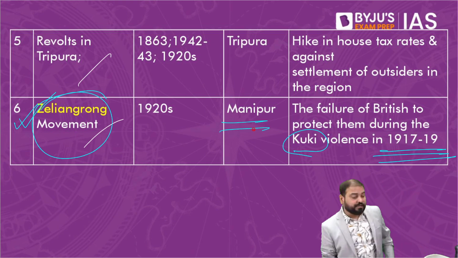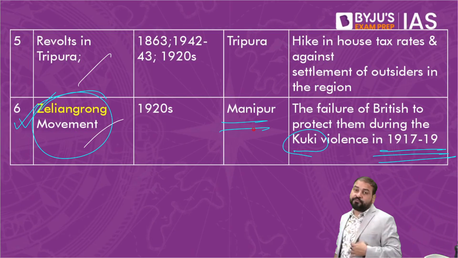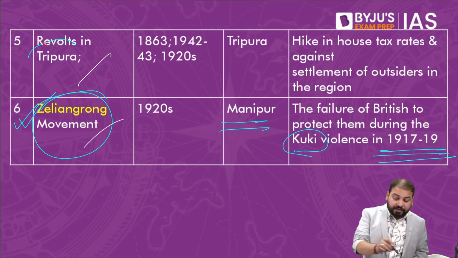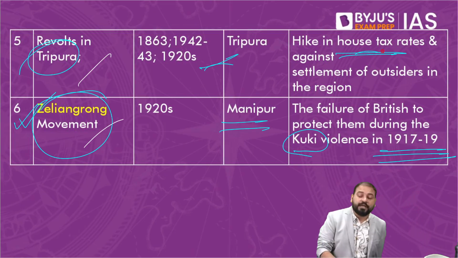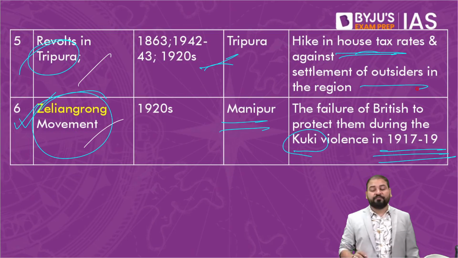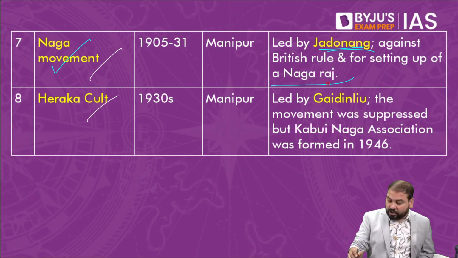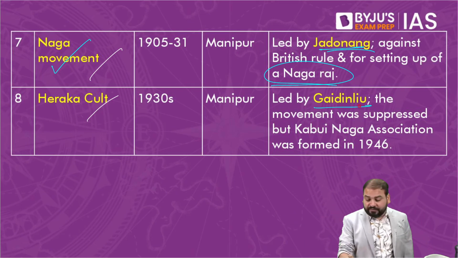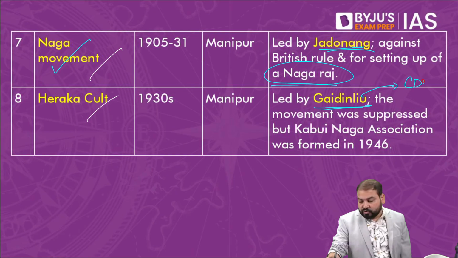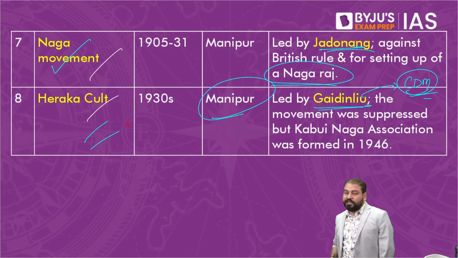Some people say the Meitei versus Kukis, it's a historical thing that's going on for a very long period of time. Similarly, in Tripura, the house tax rates were increased, and that's why the people revolted. Lastly, the Naga, led by Jadonang, for Naga Raj, which continued even after independence. And we will see this great lady during the civil disobedience movement. Again, the Heraka cult in Manipur.